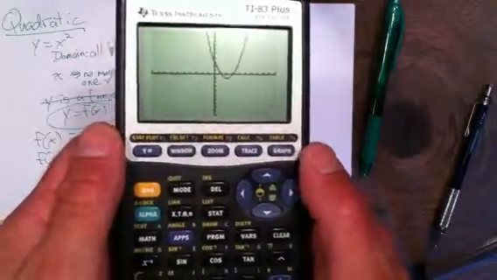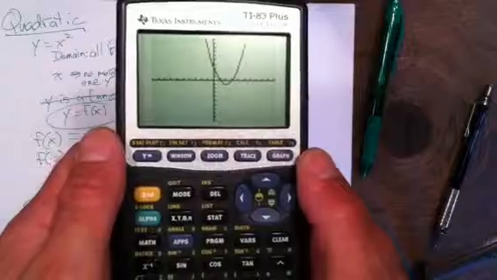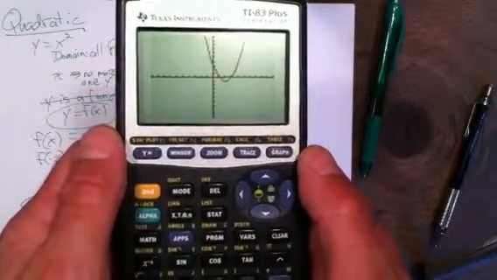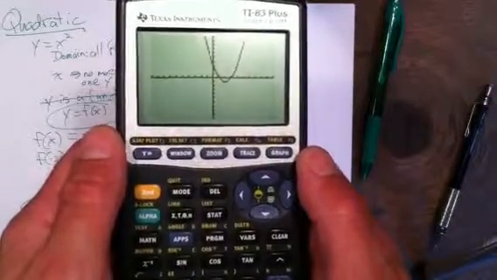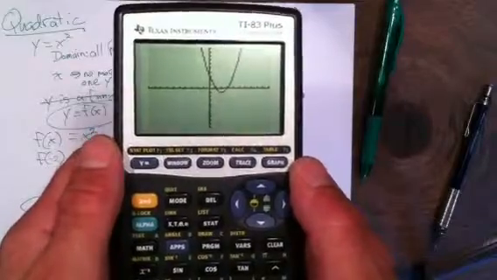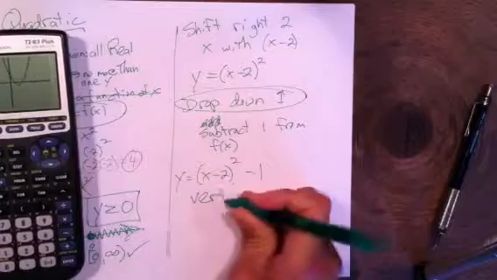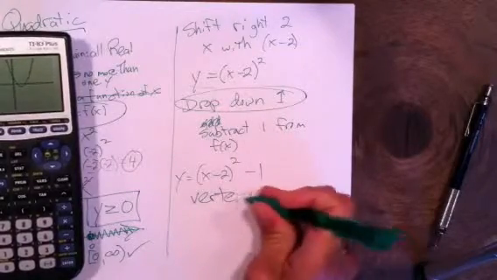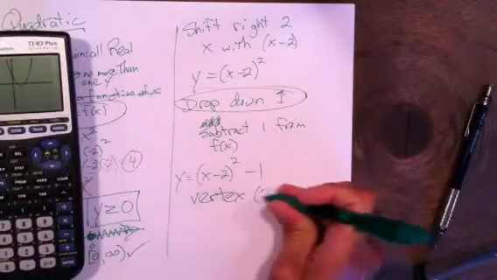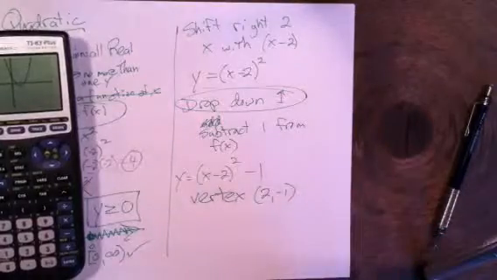Ooh, look at that. It's like the regular parabola. The vertex from the origin moved 2 right and 1 down. So I believe the vertex here is 2, -1. So you should know all about vertices. I believe it is 2, -1.